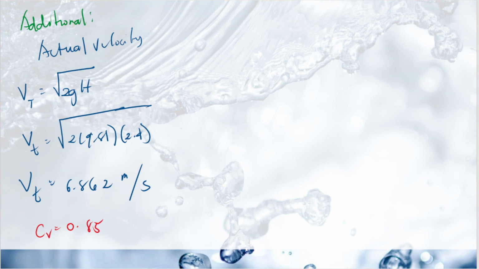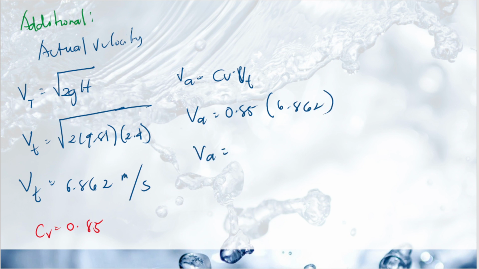if it is given, therefore V sub actual is C sub V times V theoretical. So V sub A is 0.85 multiplied by 6.862. Or if you don't round off the answer, just multiply it by 0.85, and that is 5.833 meters per second. Okay, so that is only for additional, if it is given.